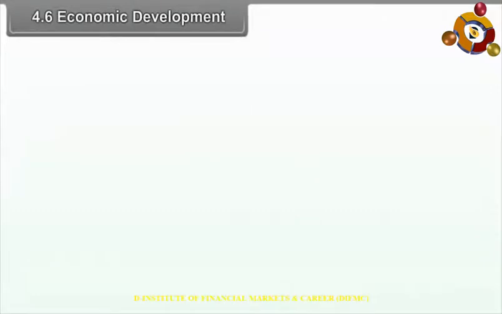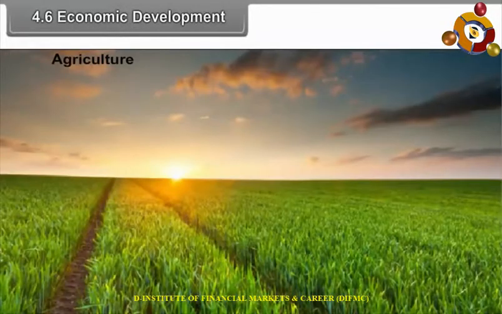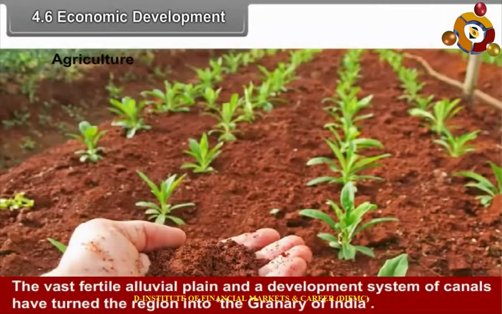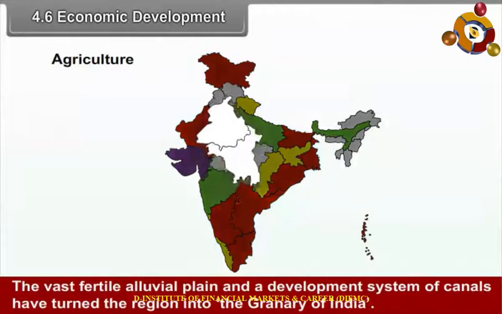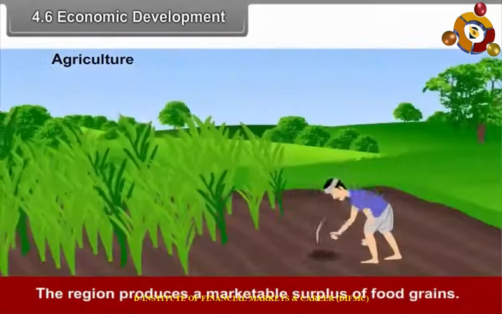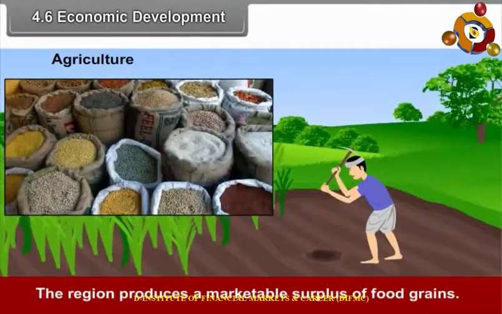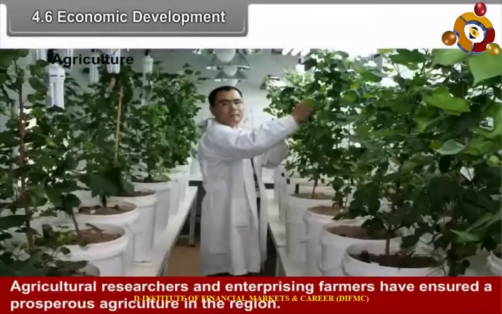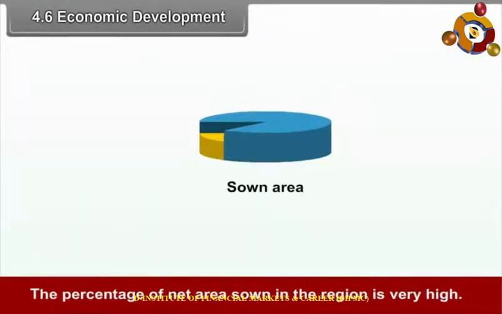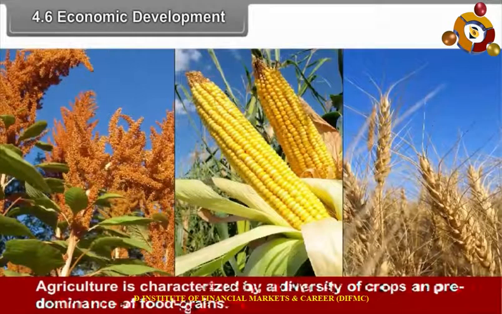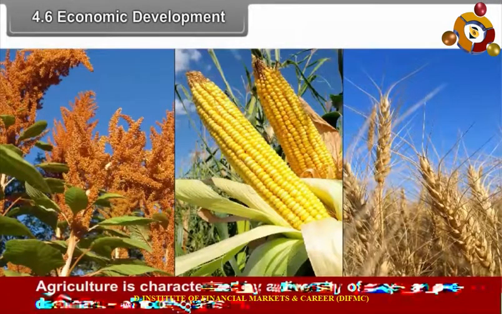4.6 Economic Development. Agriculture. The vast fertile alluvial plain and a developed system of canals have turned the region into the granary of India. The region produces a marketable surplus of food grains. Agricultural researchers and enterprising farmers have ensured a prosperous agriculture in the region. The percentage of net area sown in the region is very high. Agriculture is characterized by a diversity of crops and predominance of food grains.